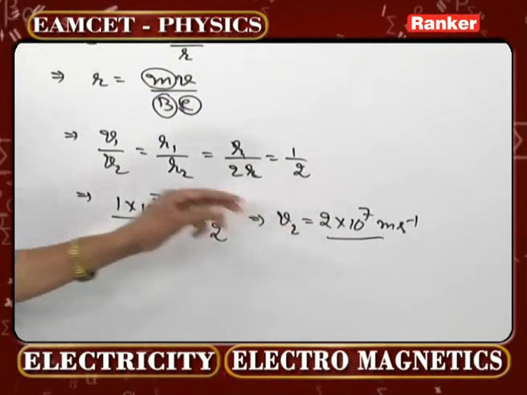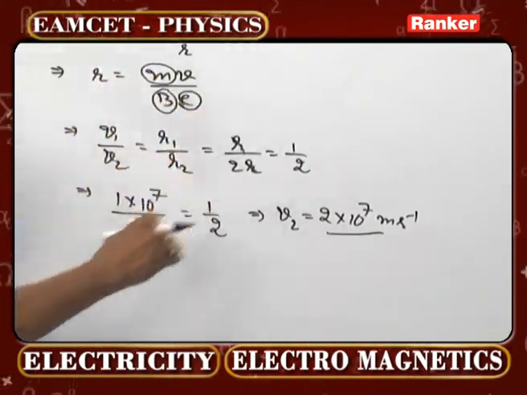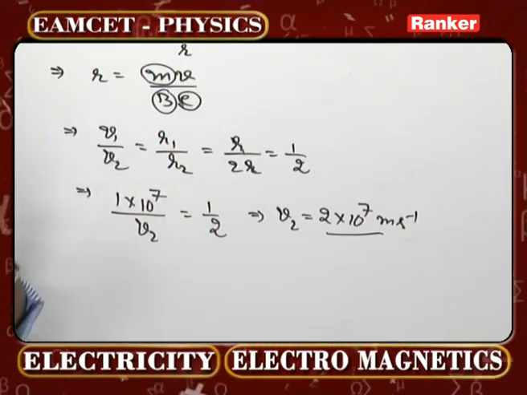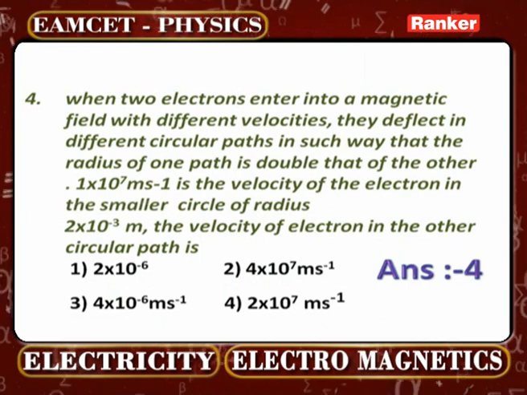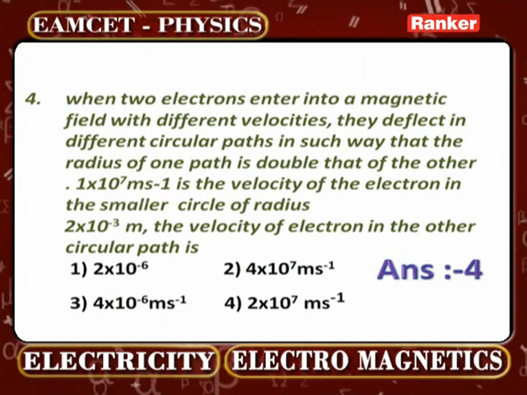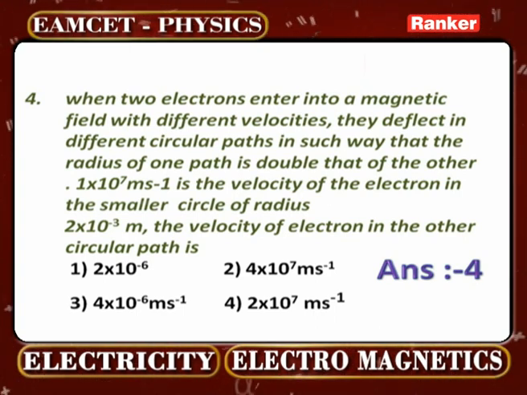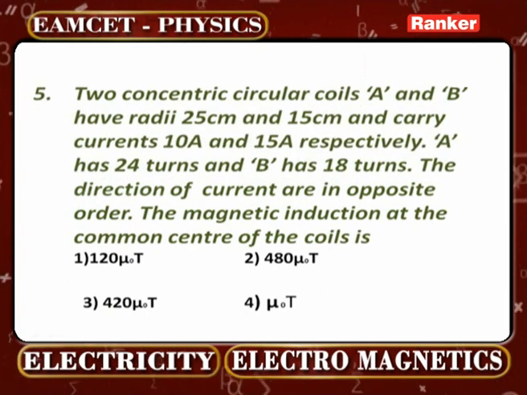So this must be the velocity of the second electron, which is tracing a circular path of double the radius of the first one. So the correct option for this fourth problem is once again the fourth option itself, 2 into 10 power 7 meter per second. Look at the next problem, problem number 5.